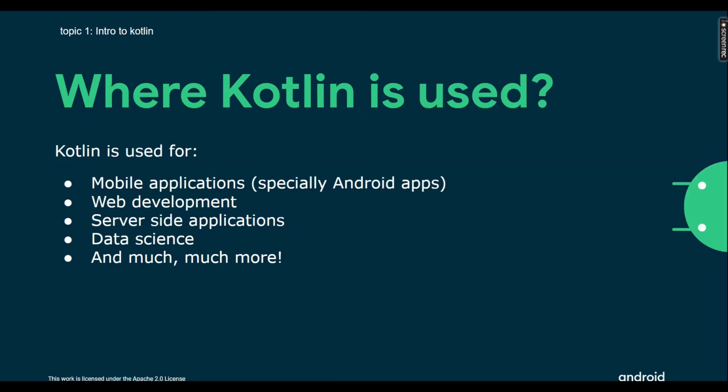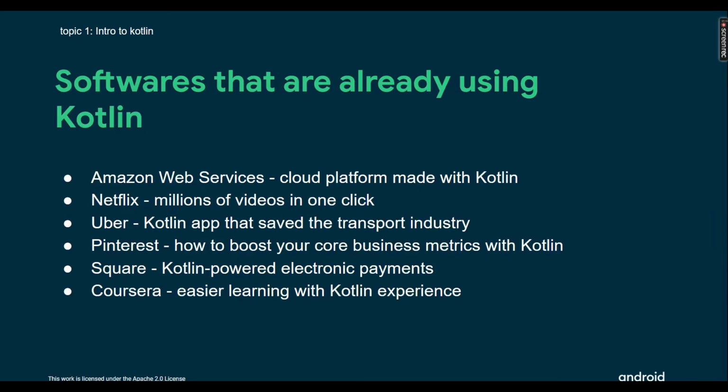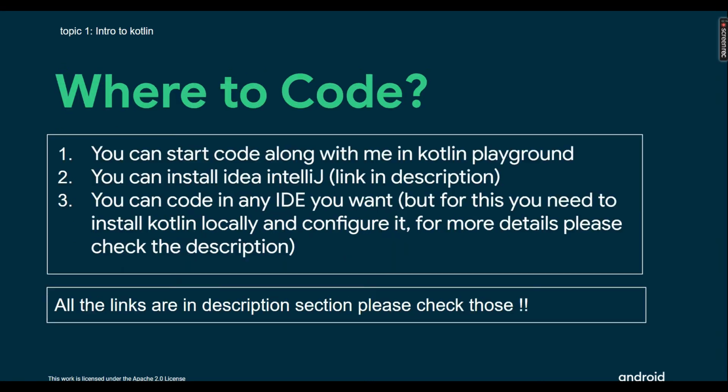Now the next question is where Kotlin is used. Kotlin is used for mobile application development, web development, server-side applications, data science, and much more. Software that is already using Kotlin: the first is Amazon Web Services, that is AWS, which is a cloud provider. Then we have Netflix. Netflix is also using Kotlin. Then Uber, then Pinterest, then Square, and then Coursera. There is a huge amount of software using Kotlin, but I have listed some of them here.